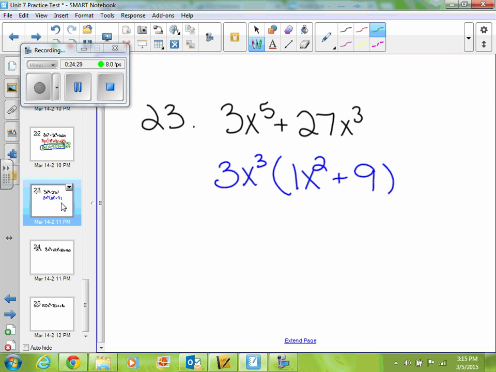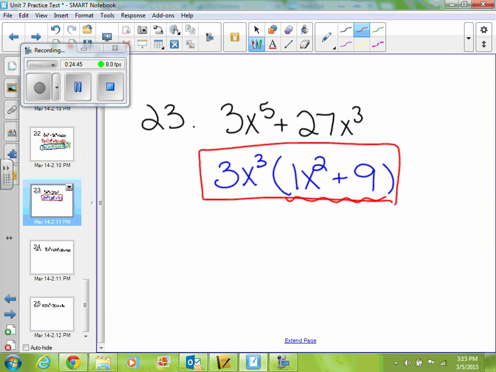Okay, so ignoring the 3x cubed for now, and looking at just my 1x squared plus 9, can I break that down any further? No. So, this is my final answer.